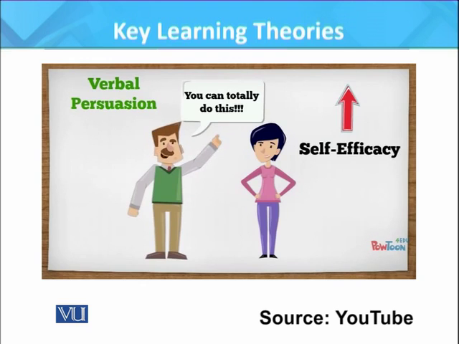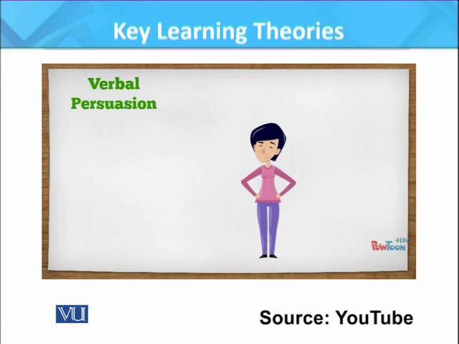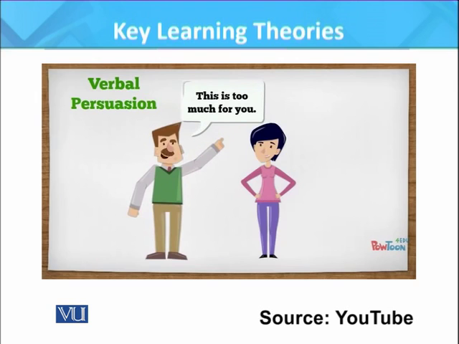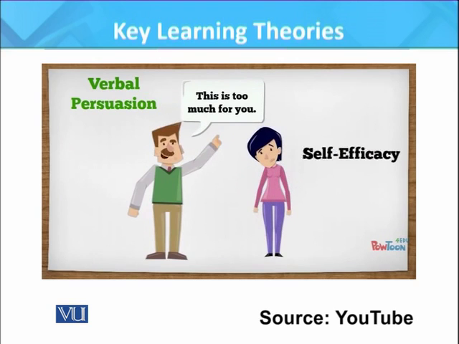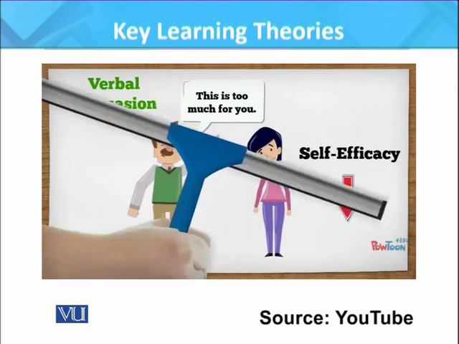The effectiveness of verbal persuasion depends on how credible the learner feels the person encouraging them is. Additionally, verbal persuasion can also be negative, telling the learner they are incapable of the task, which will cause doubt in the learner and lower their self-efficacy.